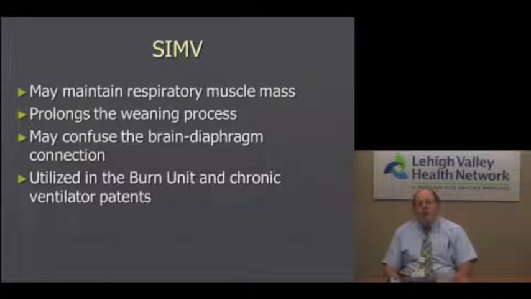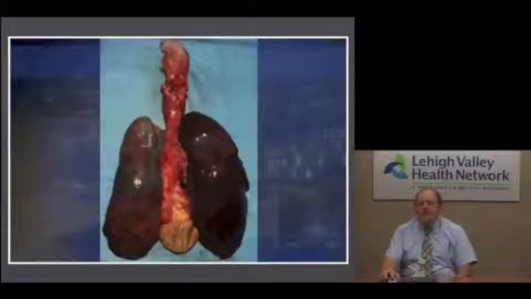It's more used in chronic ventilator patients. We use it in our burn unit, but most of the critical care units have gotten away from using SIMV because of this prolonged weaning process and confusion. So what we normally do if we want a patient to breathe spontaneously, we just transition from CMV to pressure support, and we don't use an intermediate step. But I have to mention it here, because the ventilators do have the SIMV mode on them.